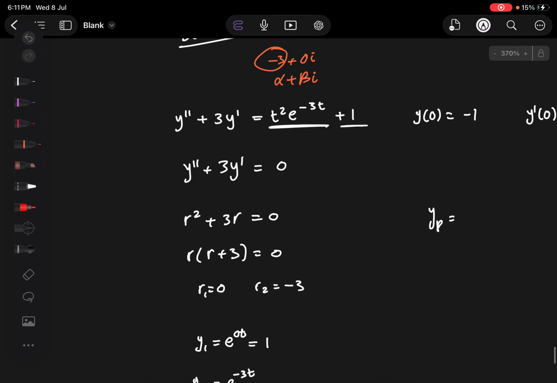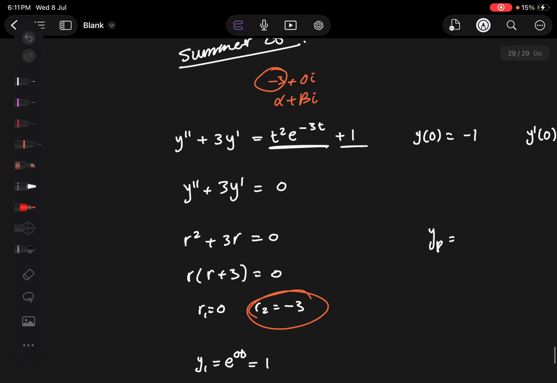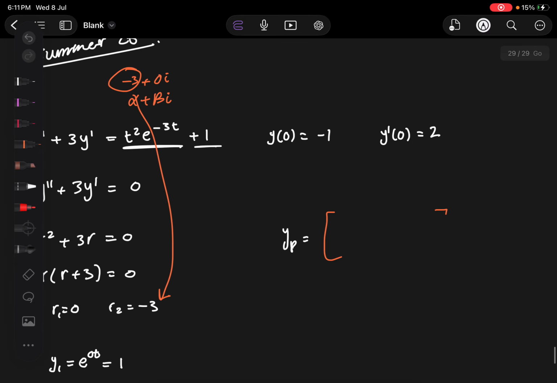Now let's look at the solutions of the auxiliary equation. One of them is negative 3. So if you got negative 3 from this method of checking as a solution to the auxiliary equation, you have to multiply the general solution that you'll find here from this part by t, by the independent variable you got.